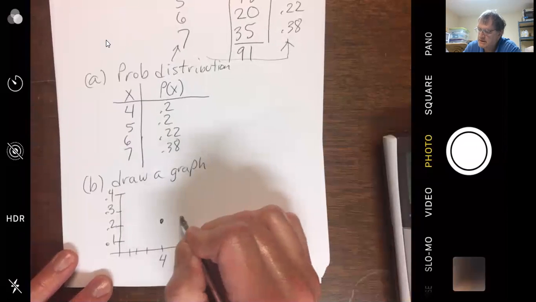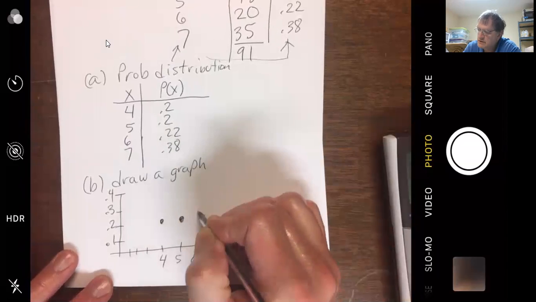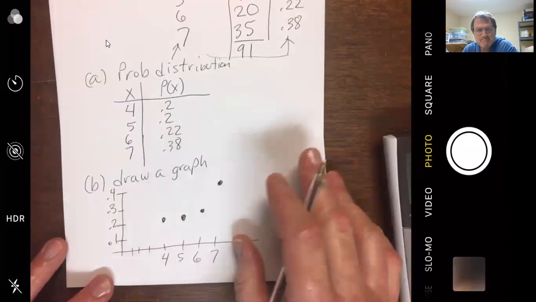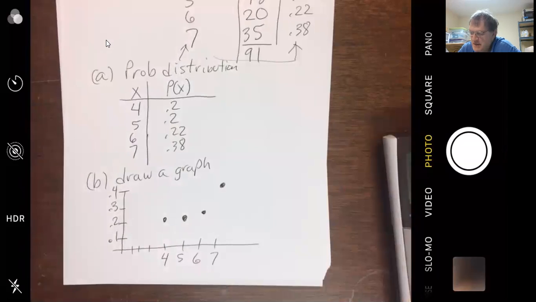So with 4 games, you're at 0.2. 5 games, you're at 0.2. 6 games, you're at 0.22, slightly bigger. 7 games, you're up to 0.38, almost 0.4. You could theoretically draw this on the calculator, but it would probably take 20 minutes to get all the settings right and explain how to do it. You can knock it out by hand in 30 seconds.